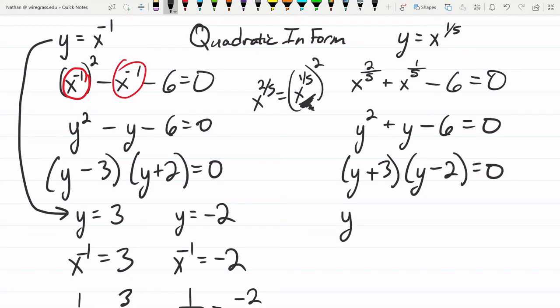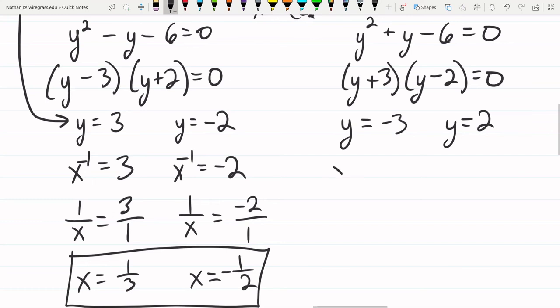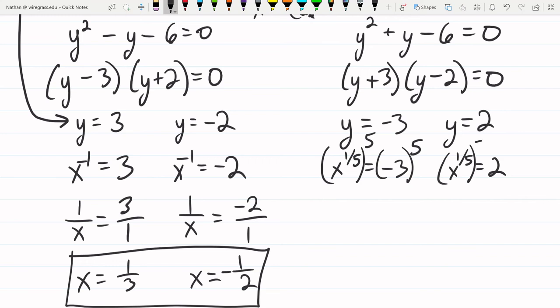And we get y equals -3 and y equals 2 there. Again, change it back. y equals the 5th root of x. So the 5th root of x equals -3, and the 5th root of x equals 2. Now I can solve this by just taking the power of 5 on both sides. It's like if it's a square root, we take the square of both sides. That's the same idea. And what is the 5th root of -3?